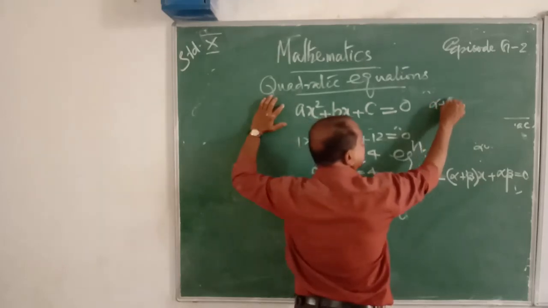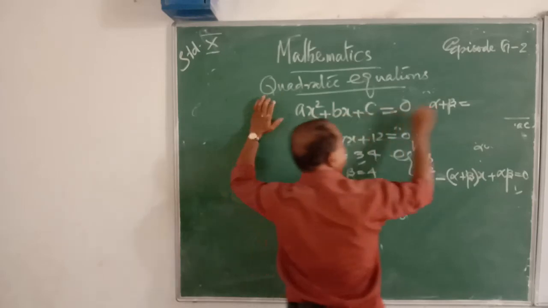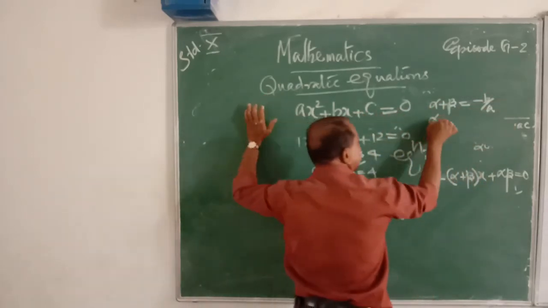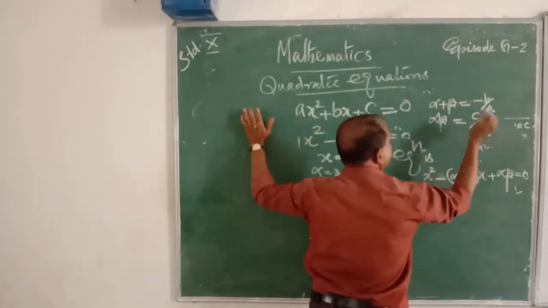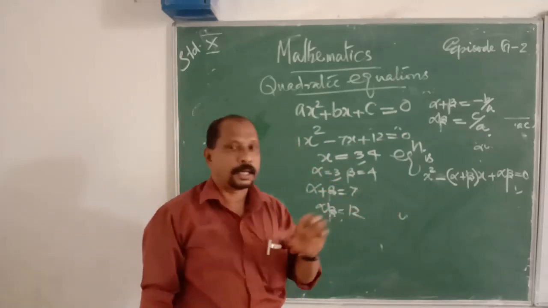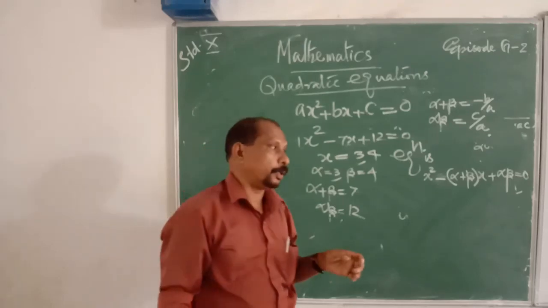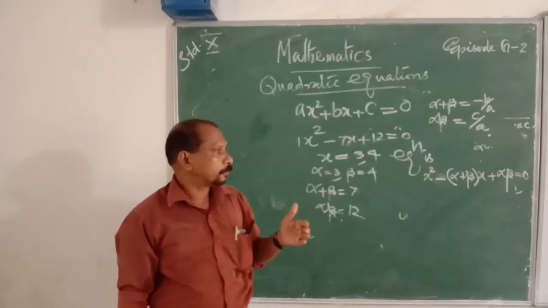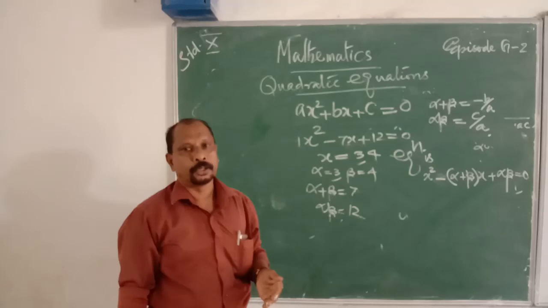Sum of the roots is equal to minus b by a, and the product of the roots, that is alpha beta, is equal to c by a. Okay, that means these are the main theory of this chapter, quadratic equations. Then in the next class, let us consider all the problems in the exercise and also work them out.